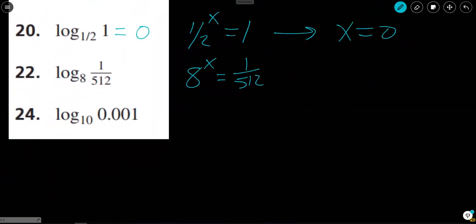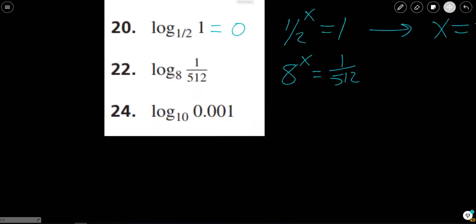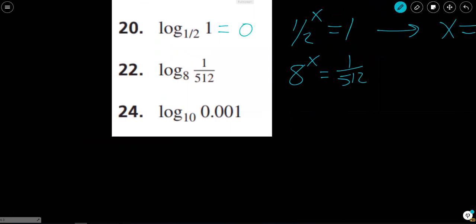I'll just go below it and I'll write the next one. I'll do the number 24. I'll just do that to the left. Okay, so 8 to the x power is equal to 1 over 512. Okay, well, 512 might ring a bell to you. 512 is just 8 to the 3rd power. So if 8 to the x is equal to 1 over 512, then that means that it's going to be a power of 1 over 8.